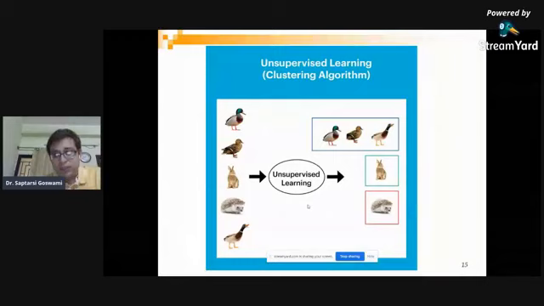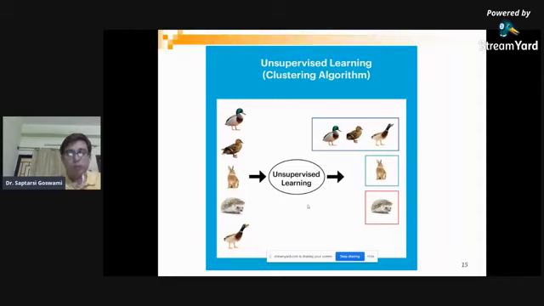So what should be the characteristics of such groups? The characteristics of such groups will be that within the group they will be similar, and between the groups they will be quite different. Okay, so if you look here, the ducks are similar, but they are different from this rabbit or this porcupine, right?